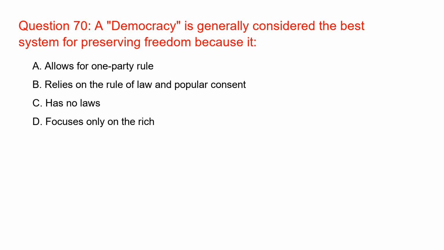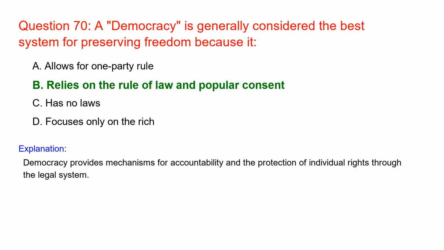A democracy is generally considered the best system for preserving freedom because it relies on the rule of law and popular consent. Democracy provides mechanisms for accountability and the protection of individual rights through the legal system.